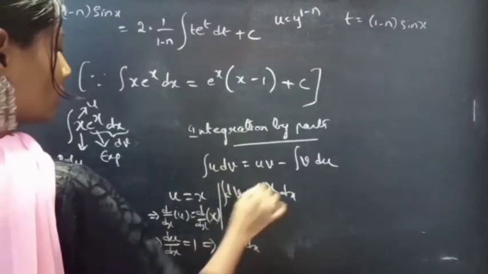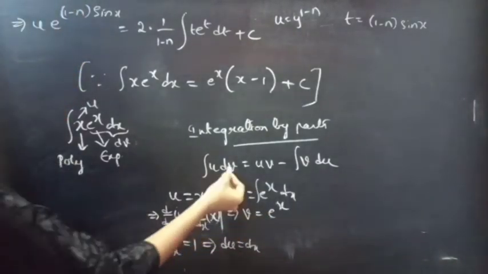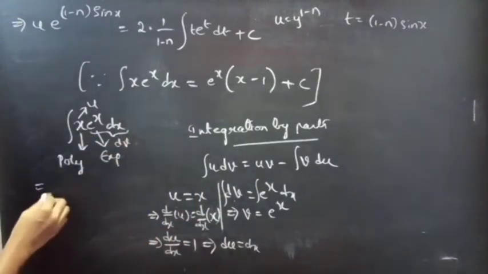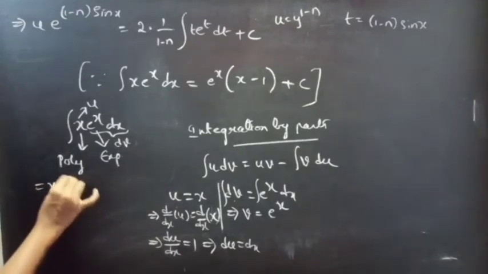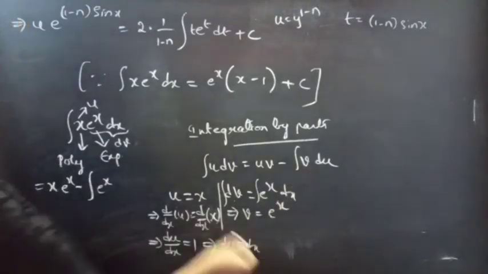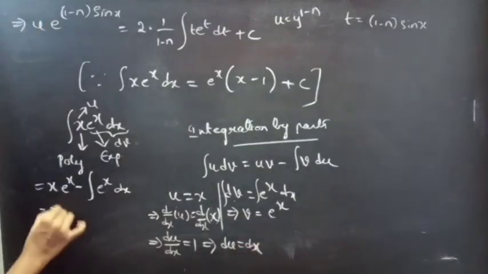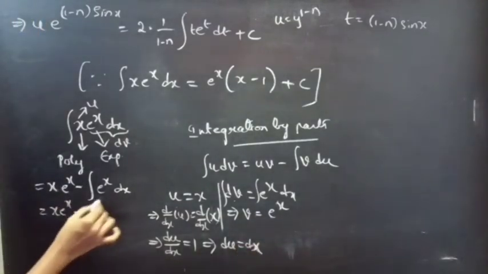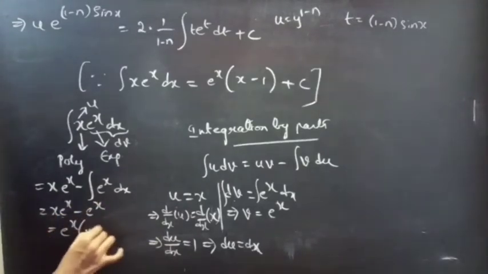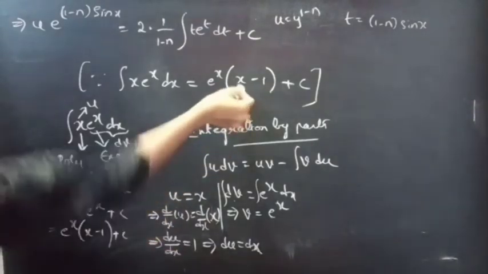So here we'll integrate to find v. Then we'll get v equals e power x. Now we can apply this formula: integral u into dv equals u into v minus integral v into du. For du equals dx, this is x. Then you'll get x e power x minus integral e power x dx, which is e power x. Now take e power x common from these two terms. You'll get e power x times x minus 1. Obviously we'll write plus integral constant. Okay. This one.